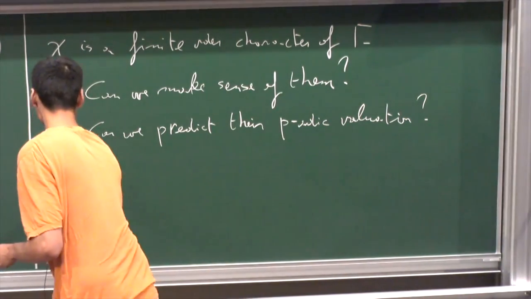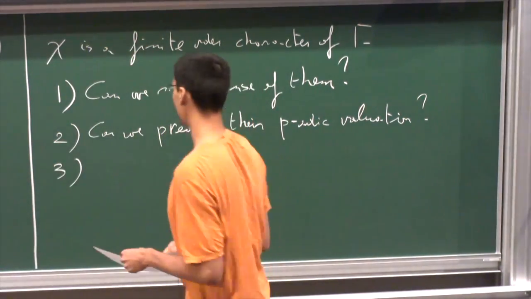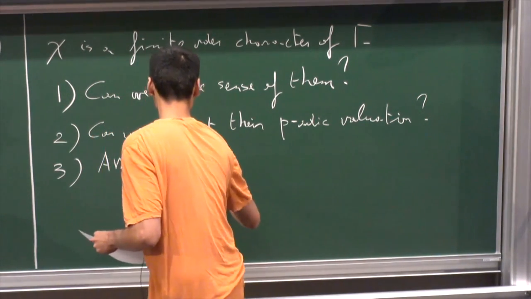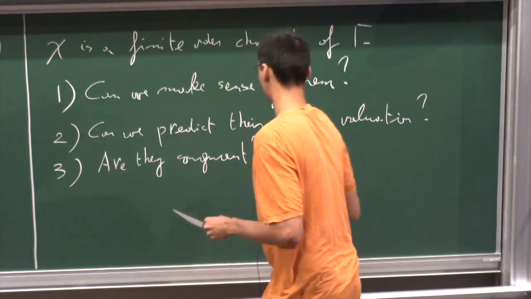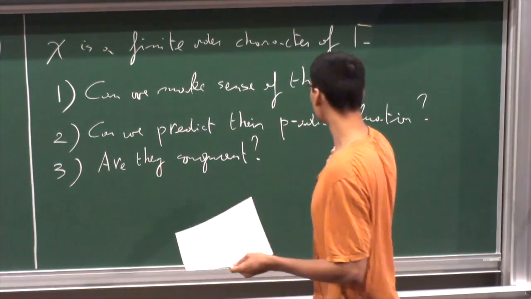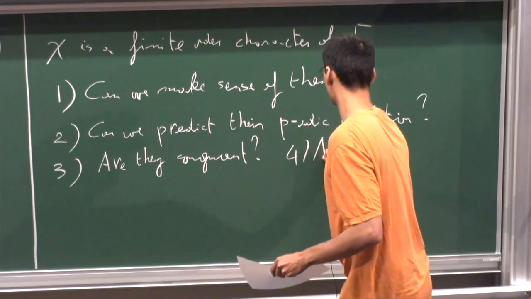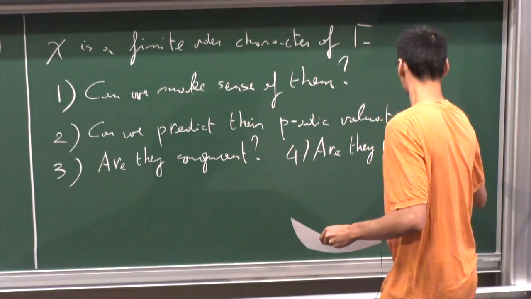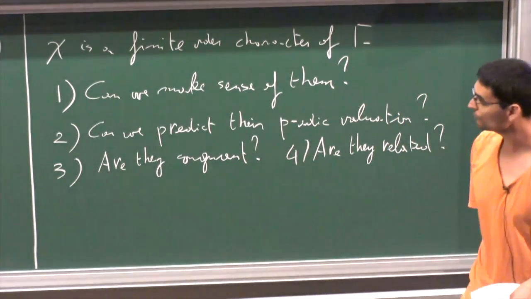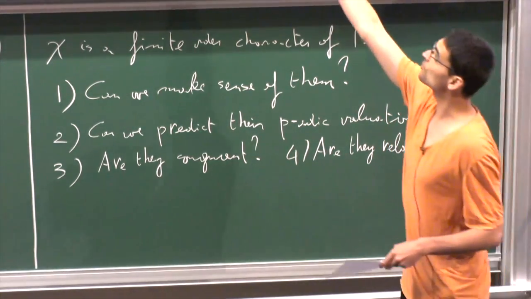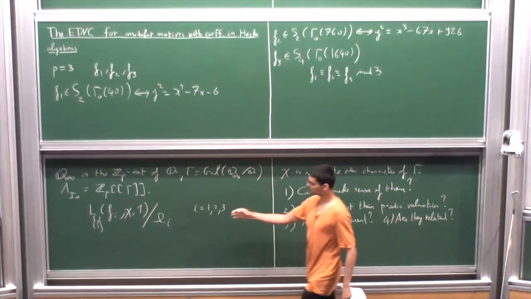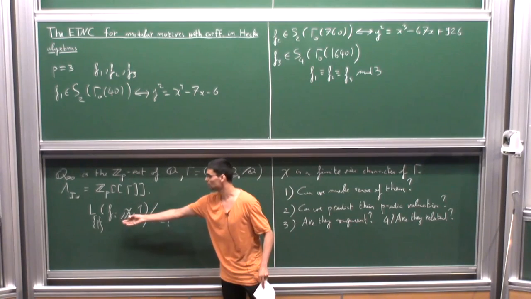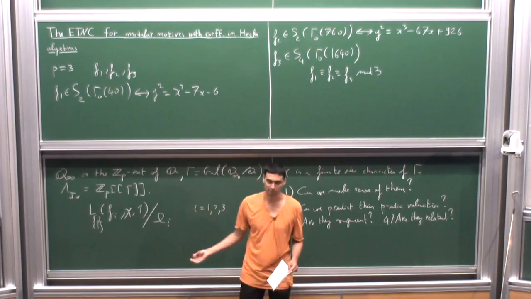Three, because these forms are congruent, we could ask, are the values congruent modulo p? And finally, four, are they related in any way? So can we exploit this congruence to say something for one i from the other? So if we know the values for F1, can we say something about F2 and F3?